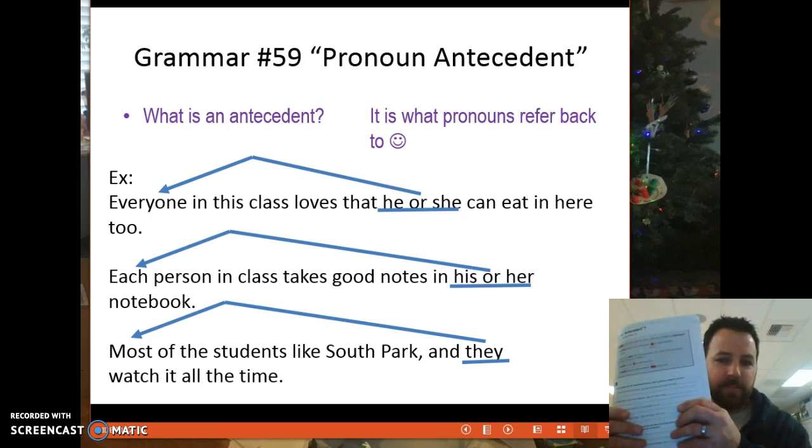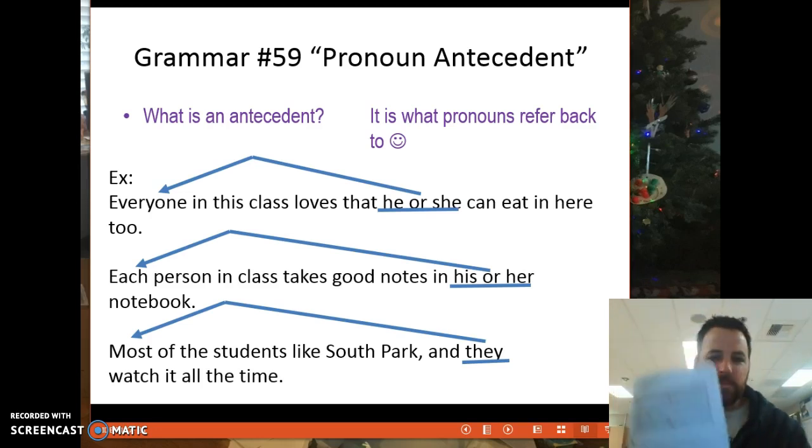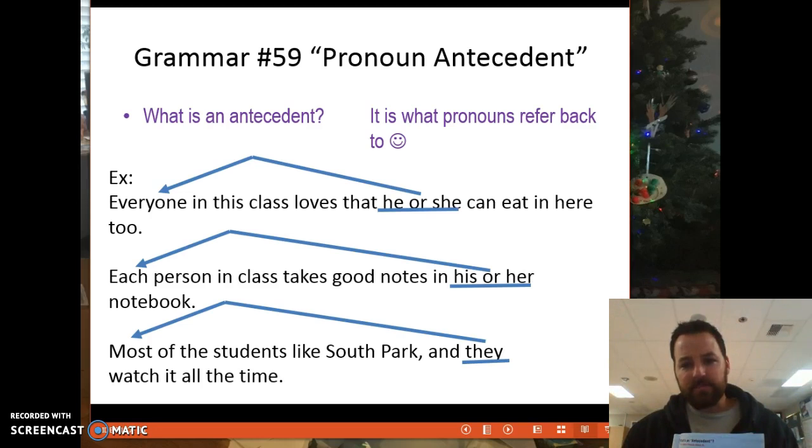Grammar 59 in your workbook, right? Lesson 59 in your workbook. I can't wait to see you guys on Tuesday. Good luck. It's a tough concept to do.